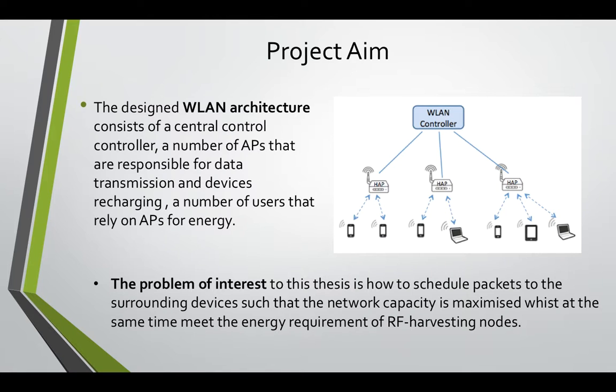The designed wireless network architecture consists of a central controller, a number of access points that are responsible for data transmission and device recharging, as well as a number of users that rely on access points for energy. The problem of interest to this thesis is how to schedule packets to the surrounding devices such that the network capacity is maximized while at the same time meeting the energy requirements of RF harvesting nodes.